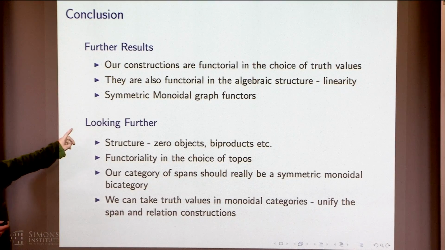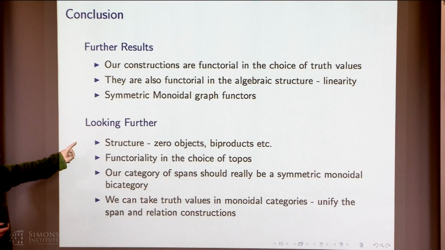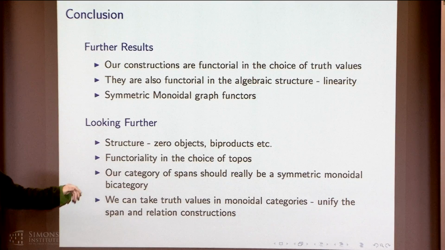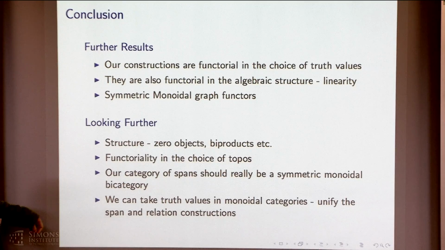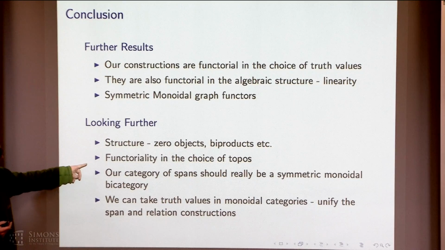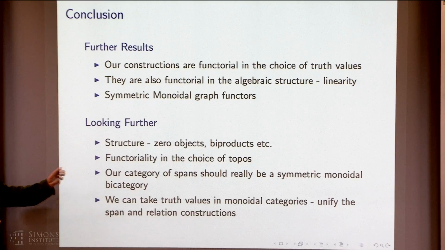Looking further ahead, it's obviously an interesting thing to ask what the additional structure is within these categories of relations. When do we have zero objects, biproducts, and that type of thing? We'd like to look at functoriality in the choice of topos, but that's a slightly more complicated question because as you change the topos, you're kind of compelled to move the truth values around because they live within the topos, so that needs a little bit more thought.